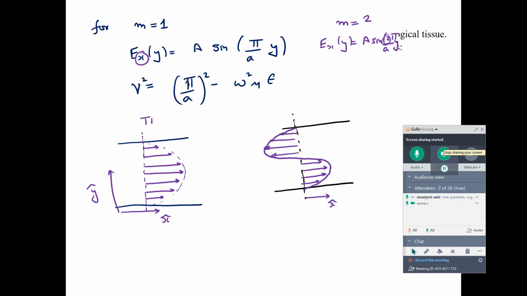This is called the TE1 mode. This is called the TE2 mode. Similarly, if I go to TE3, then m would be equal to 3 for TE3.